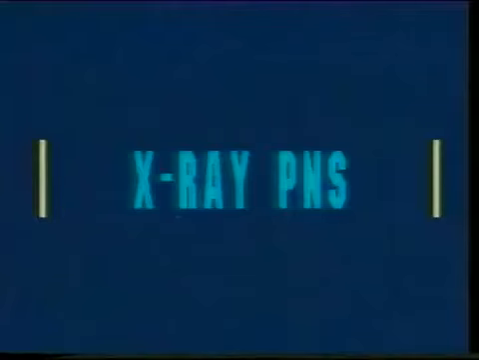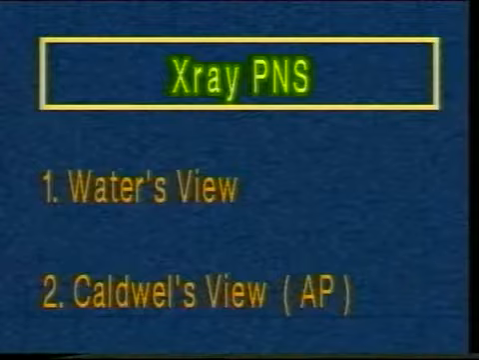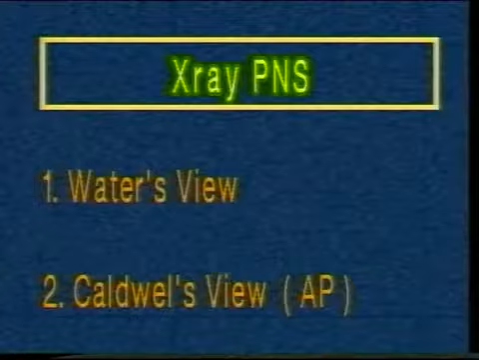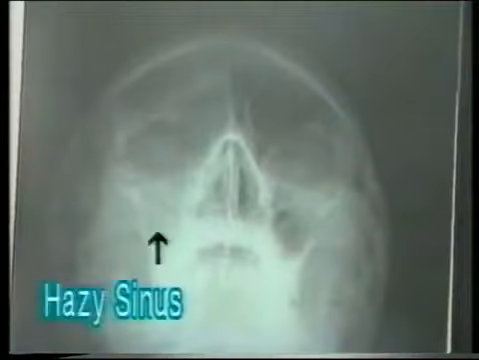X-ray of the paranasal sinuses. The paranasal sinuses are studied in two views, Waters' view and the posterior-anterior or Caldwell's view. Look for haziness of the sinuses, fluid level, and destruction of the sinus walls. This is a Waters' view of the paranasal sinuses. Note the haziness in the right maxillary sinus as compared to the left. This is right maxillary sinusitis.